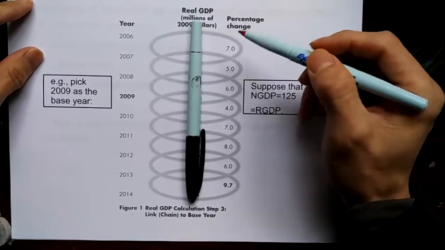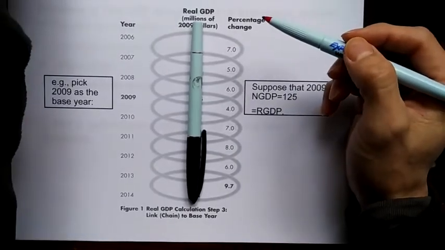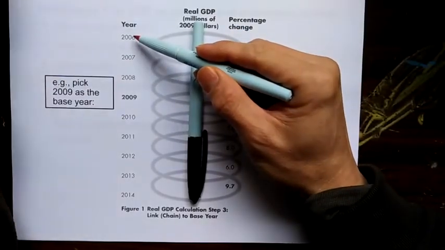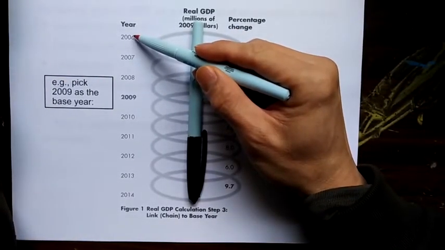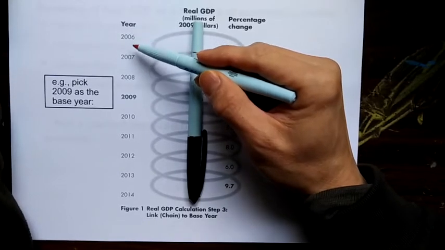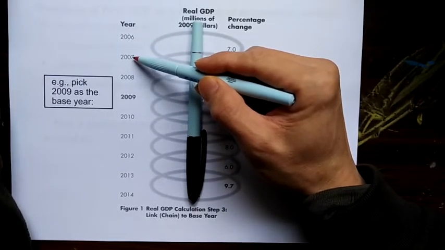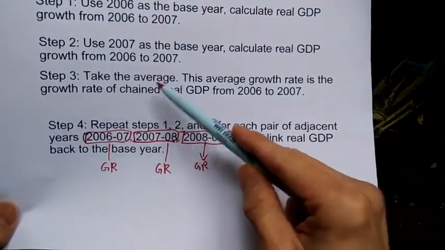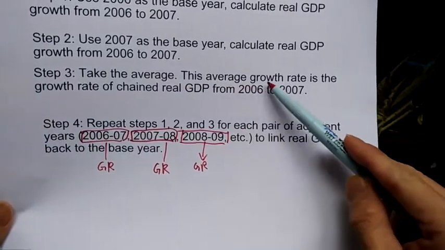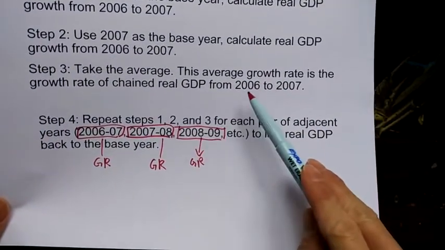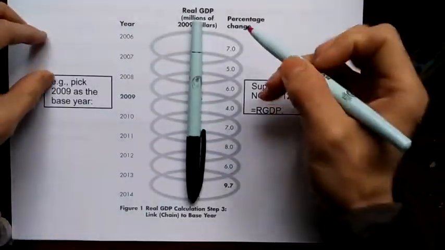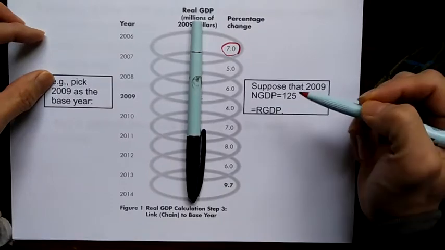So step 1, using 2006 as the base year, calculate the growth rate. Step 2, using 2007 as the base year, calculate the growth rate. Then step 3, take an average. The average is the growth rate from 2006 to 2007. Say, for example, that number is 7%.